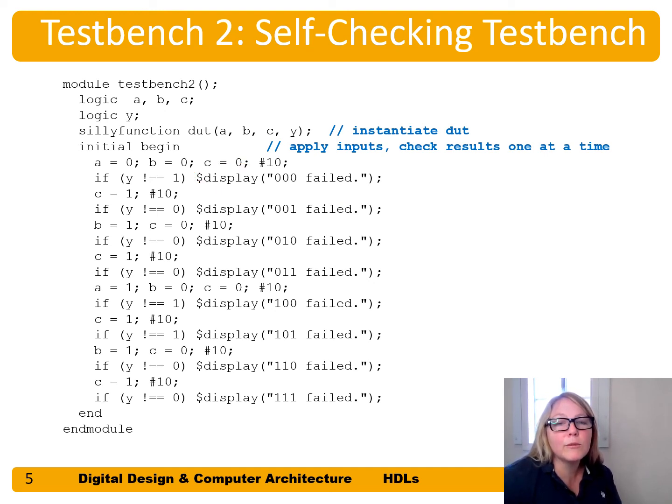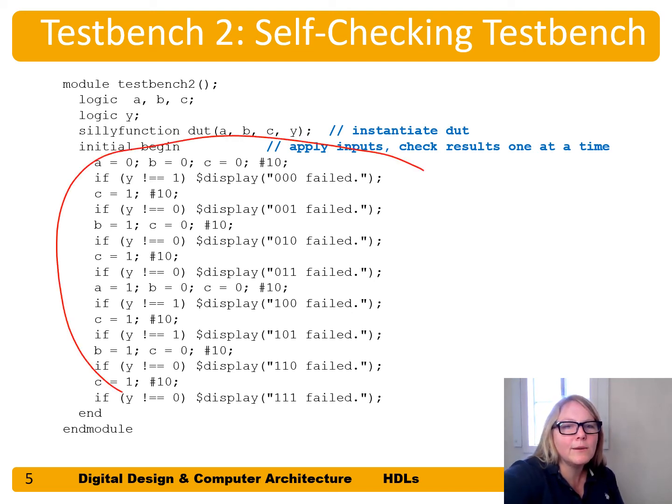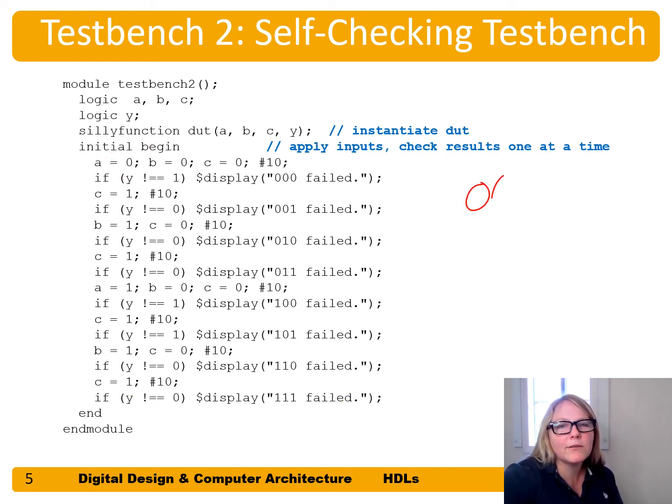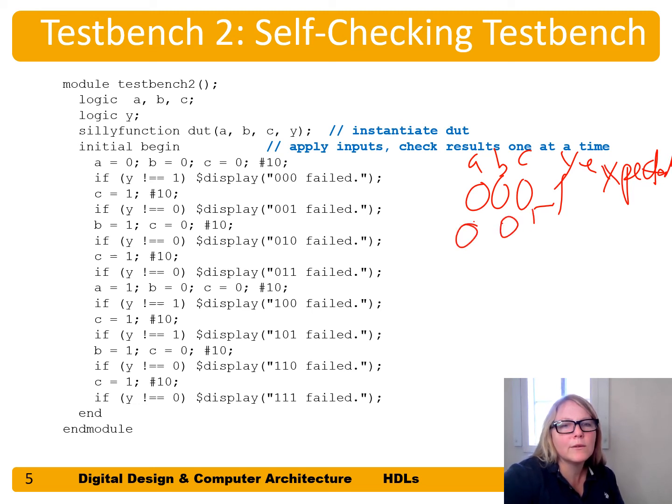So this is a little bit more automated, but it's still kind of annoying to write ABC 0, 0, 0, 0, 0, 1. It would be nicer to output it as a truth table, right? For the 0, 0, 0 combination, we expect to get 1. So here's our A, B, C, and expected Y value.